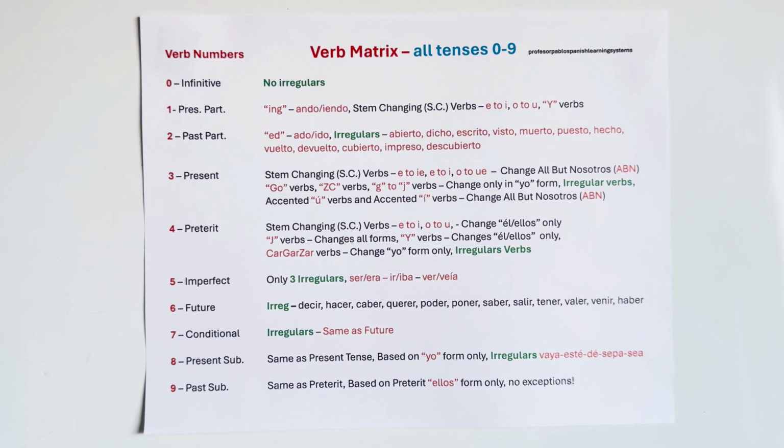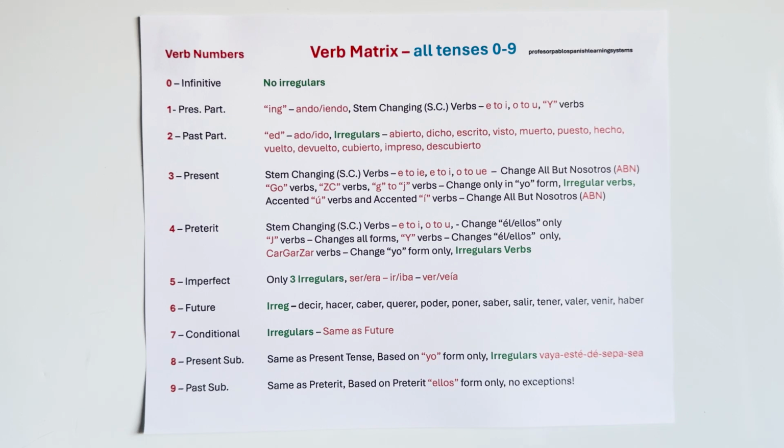That's right. Every single verb that a person giving a speech for 1 hour in Spanish would go in one of those 10 slots. We know that slot 0 is for the infinitive. Slot 1 is for the present participle, the -ing. Slot 2 is the past participle, the -ed. Slot 3 is the present tense. Slot 4 is the preterite. Slot 5 is the imperfect. 6 is the future. 7 is the conditional. 8 is the present subjunctive, and 9 is the past subjunctive.